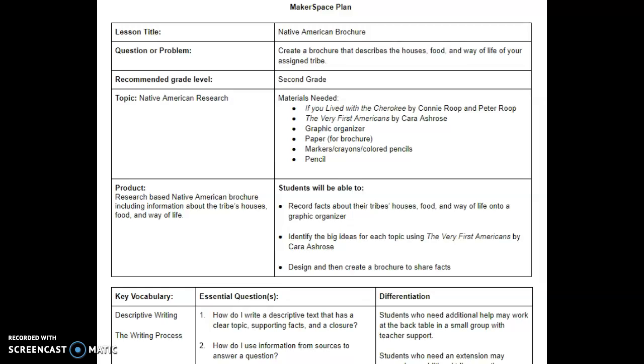The final product will be a research-based Native American brochure, including information about the tribe's houses, food, and way of life. Students will be able to record facts about their tribe's houses, food, and way of life onto a graphic organizer, identify the big ideas for each topic using The Very First Americans by Kara Ashrose, and to design and then create a brochure to share facts.